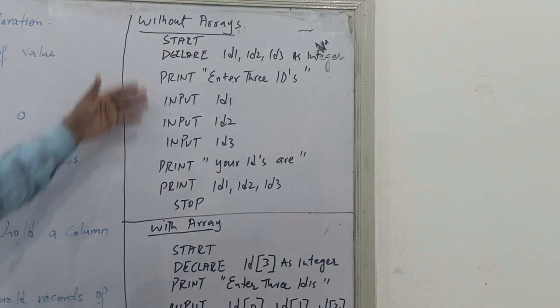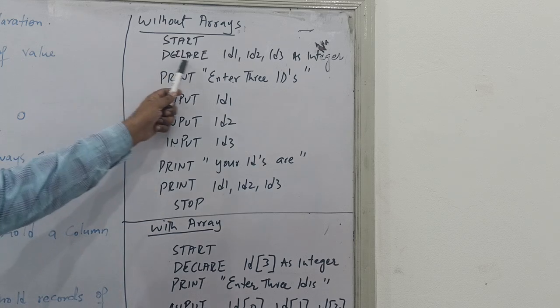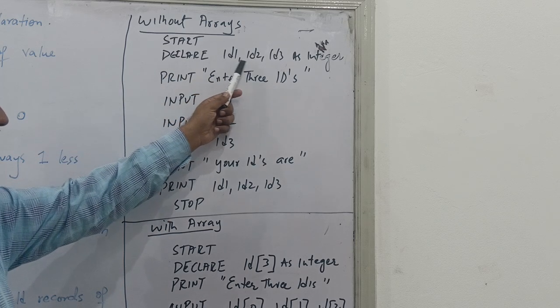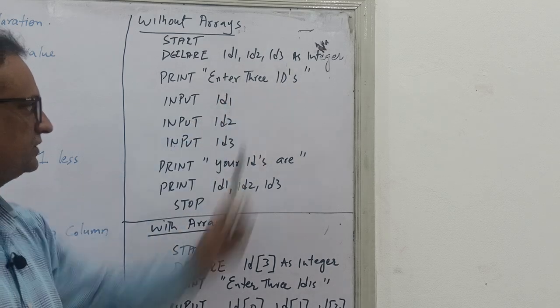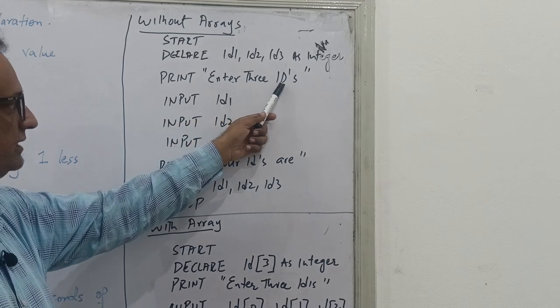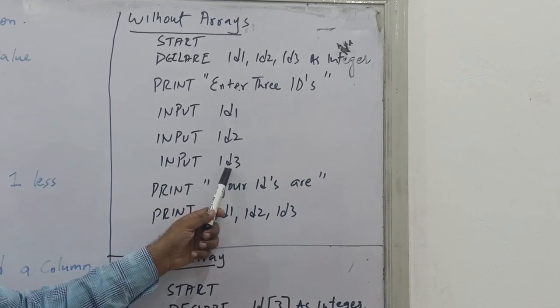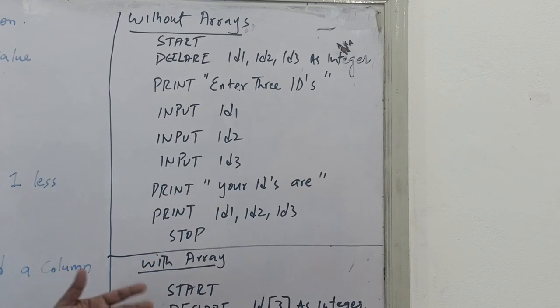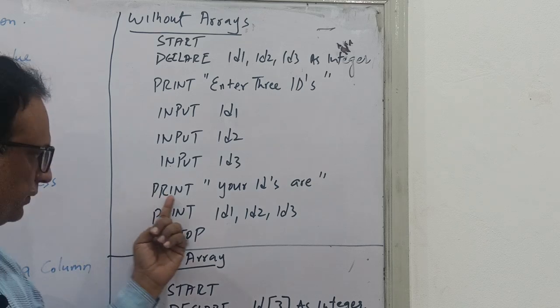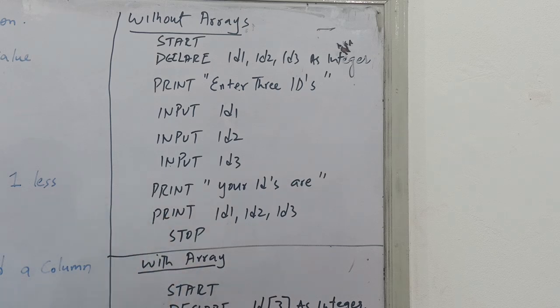What this code performs: it has a start, it has a stop, and it declares three variables, id1, id2, id3, as integer. Then it asks the user to enter three IDs, collects the three values and stores them as id1, id2 and id3. So the user will input the three values, and then we print: your IDs are, ID1, ID2 and ID3, and that's all. So this is a very simple example.